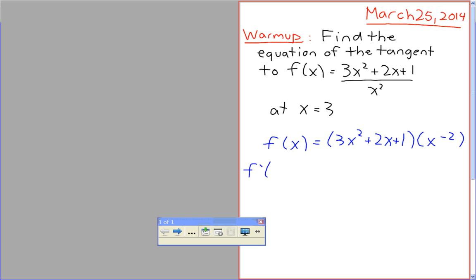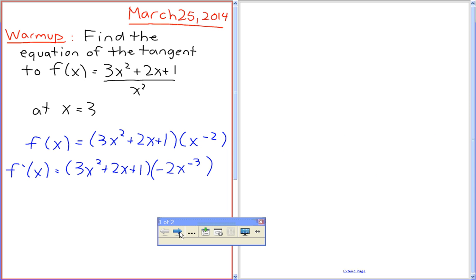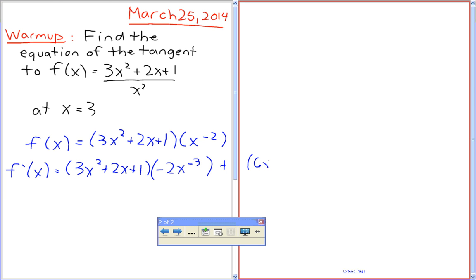First, we'll start off with putting in f'(x) equals. So first we'll put 3x squared plus 2x plus 1, multiplied by negative 2x to the negative 3, plus 6x plus 2, multiplied by x to the negative 2. Very good. Okay.